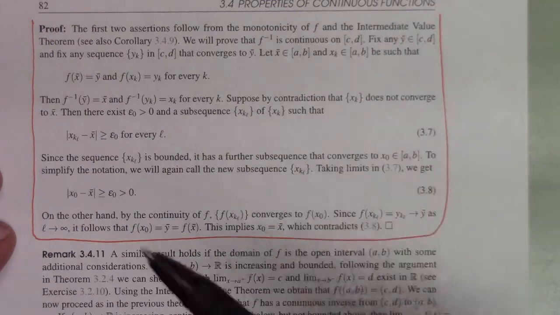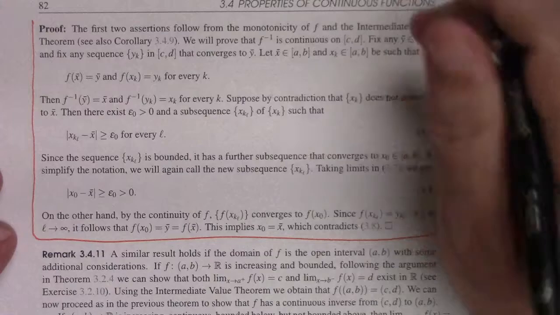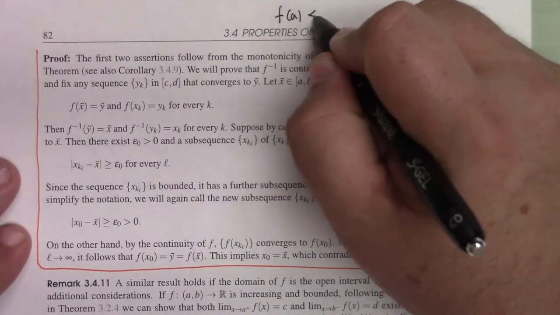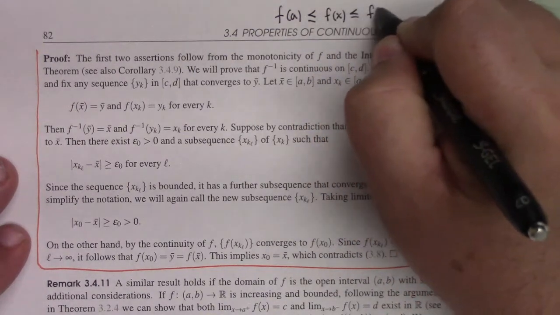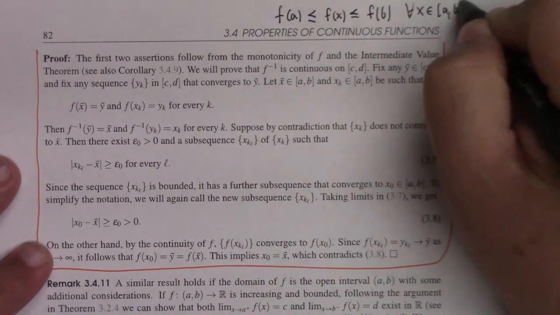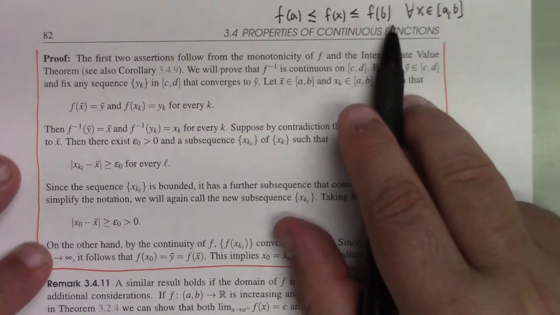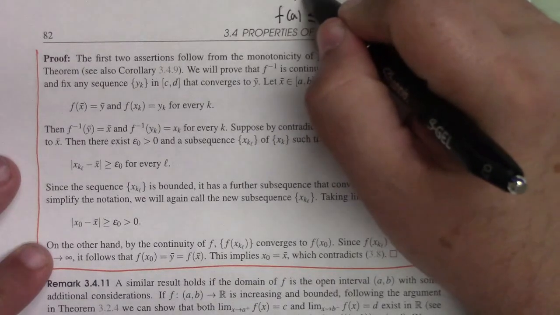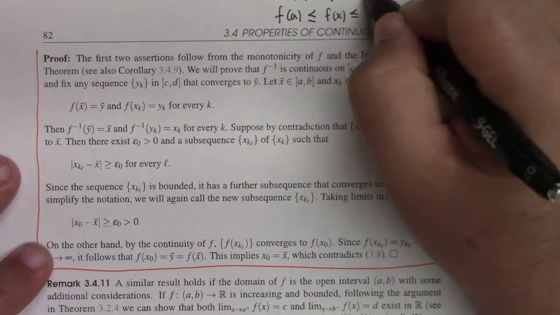So the strictly increasing means, in particular, that f of a is less than or equal to f of x is less than or equal to f of b for all x in AB, right? But what does that mean? That means that f of a and f of b are the min and the max. So remember that corollary, that if that's the min, that's the max, then f of AB is equal to f of a, f of b.